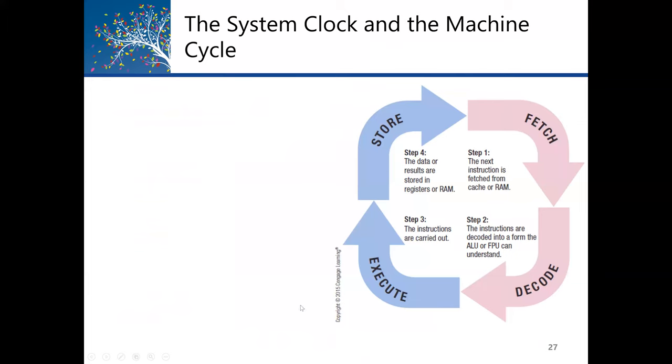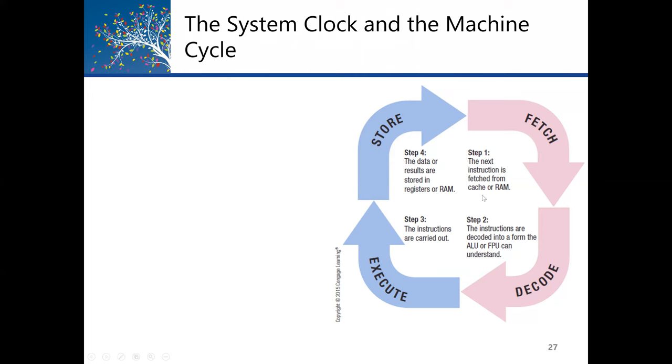So this is the system clock and machine cycle. In a typical CPU, what it does first is fetch the data. So step one, the next instruction is fetched from cache or RAM. Then the instructions are decoded so that the CPU may understand. And then we execute it. Step three, the instructions are carried out. And after we get the result, we store it. So the data or result is stored in the register or the RAM.